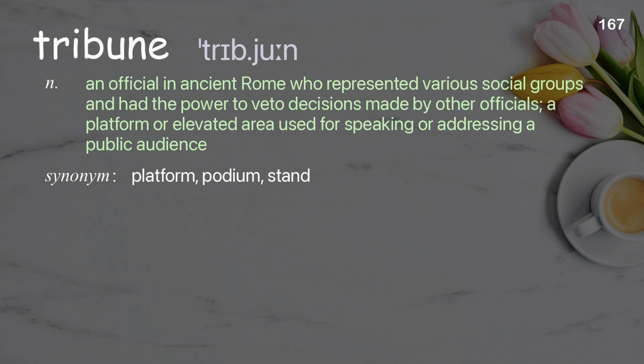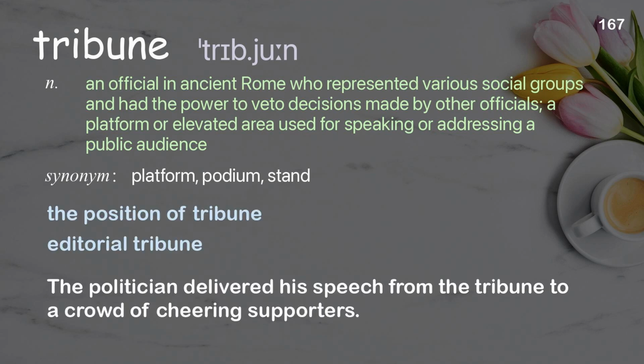Tribune. An official in ancient Rome who represented various social groups and had the power to veto decisions made by other officials, a platform or elevated area used for speaking or addressing a public audience. Examples: The position of tribune. Editorial tribune. The politician delivered his speech from the tribune to a crowd of cheering supporters.